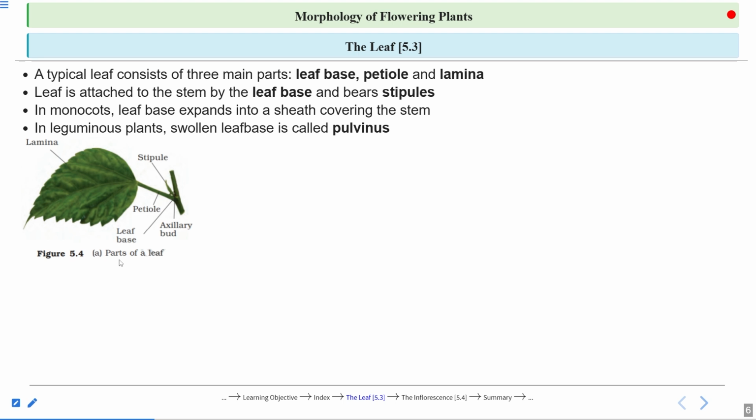Now, here you can see this is the image showing you the parts of the leaf. So this is the leaf, this is the lamina of the leaf. Okay, lamina, you can see. Lamina is one of the parts of the leaf. This is the body of the leaf, you can say. Okay, then here is the stipule. This is the petiole. Petiole is known as the stalk of the leaf. This is the leaf base. Okay, and this is the axillary bud. I've told you the function of stipule also. Stipules protect the younger leaves.